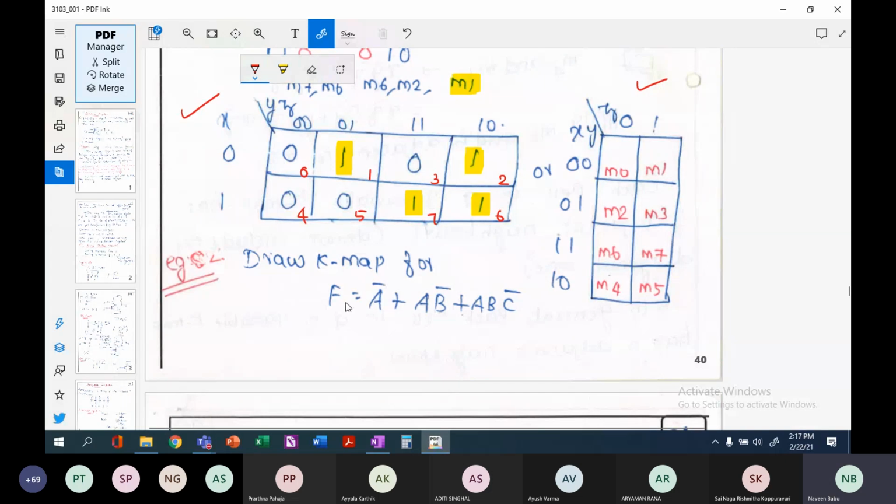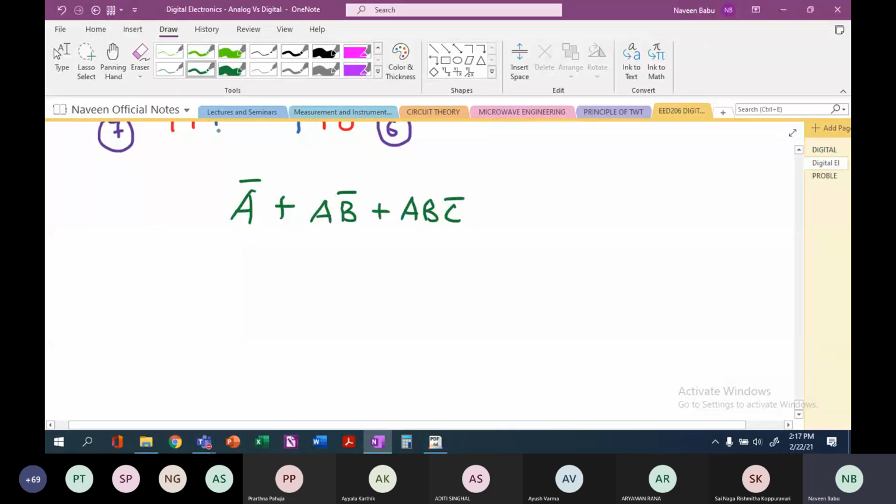Now, what does A bar mean? A bar means 0, correct? Now, how many variables are missing here? 2 variables are missing. So, my A is 0, and the other two variables can take 0 0, 0 1, 1 0 and 1 1. These are the 4 different combinations my other two variables B and C can take. So I will append the A bar value to this, so this is 0 0 0.